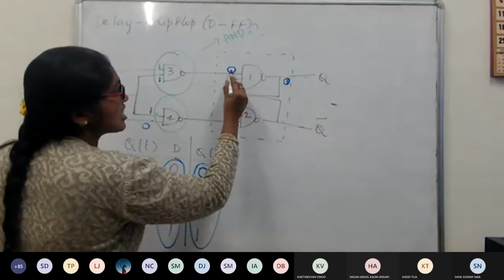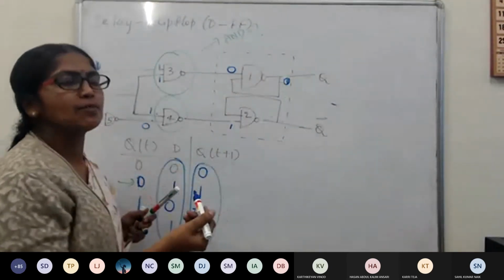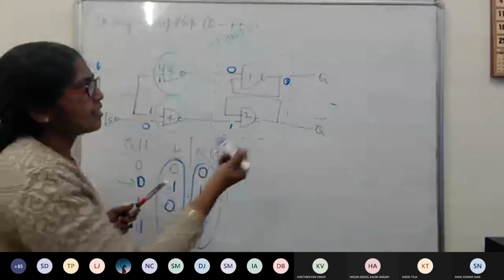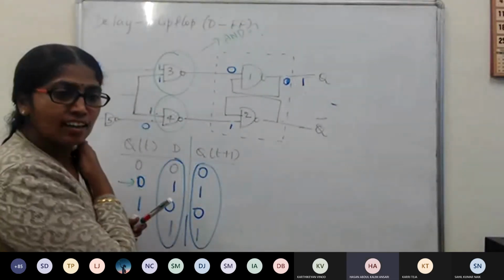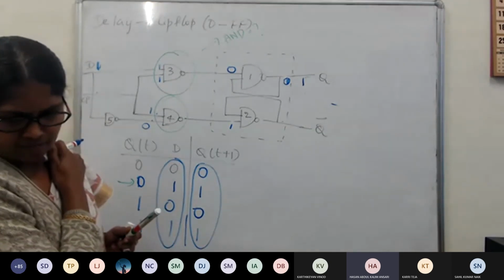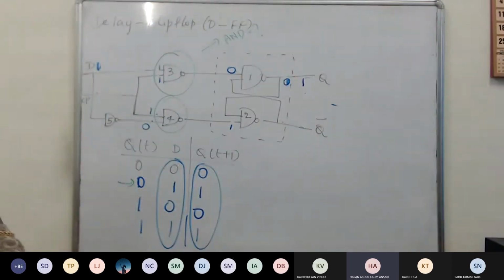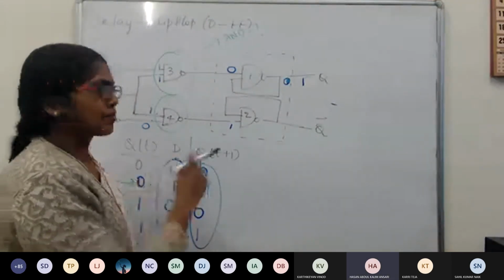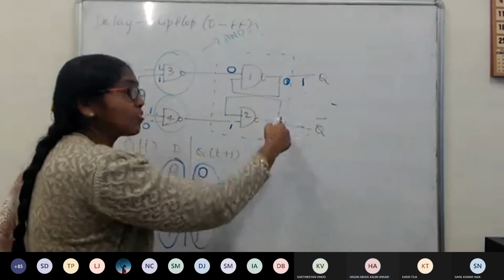If this is 0, what is the NAND property? The NAND property is that if any input is 0, the output is 1. So why are you getting like that? This will be 1 definitely. So why are you getting 1 and 0? Ma'am, you are taking gate number 1. If Q memory is 0, then Q bar memory will be 1. That is Q of t. So if this is 0, Q bar will be 1.